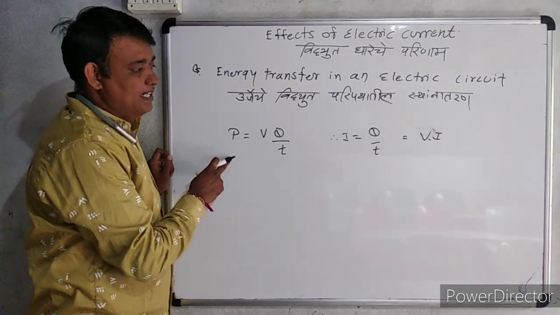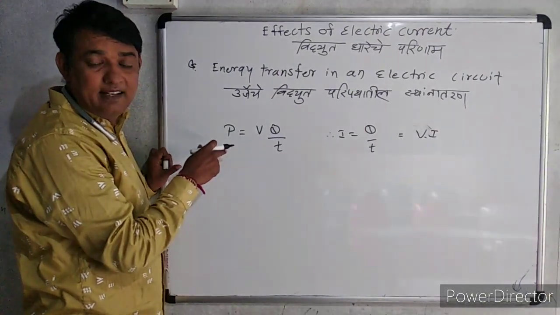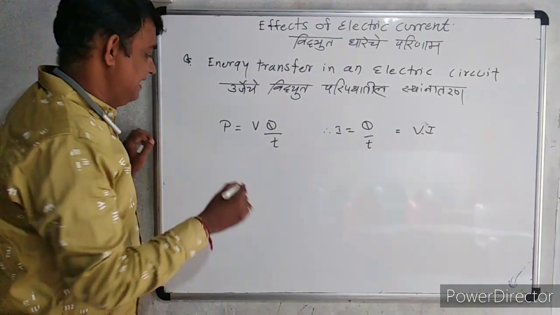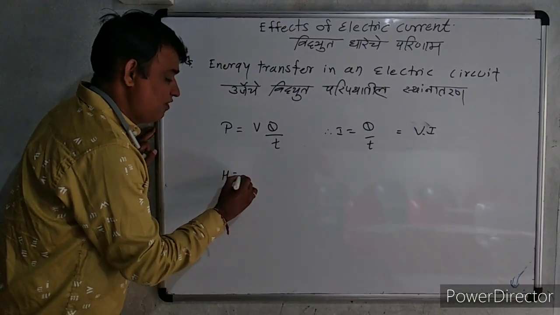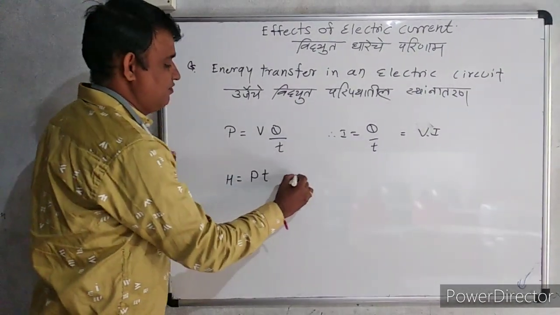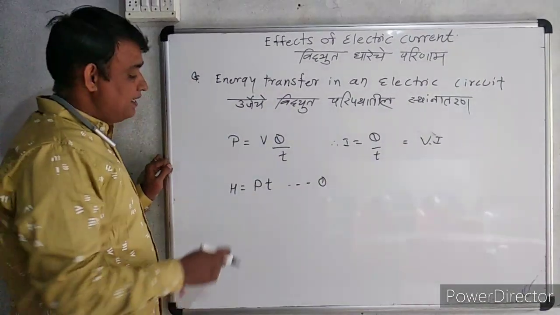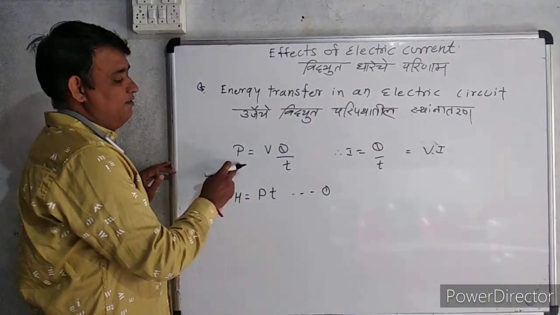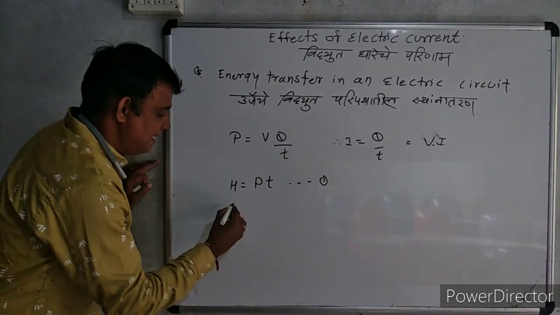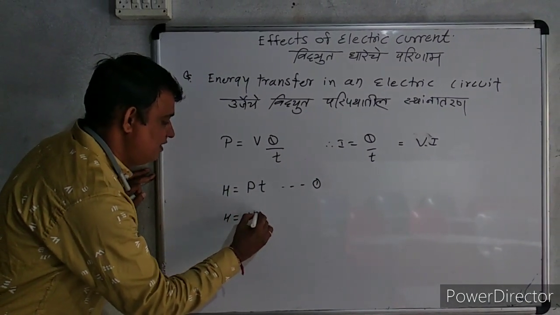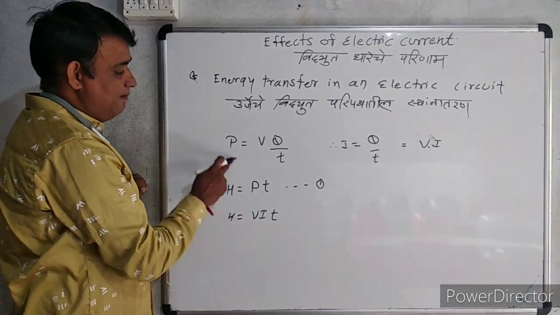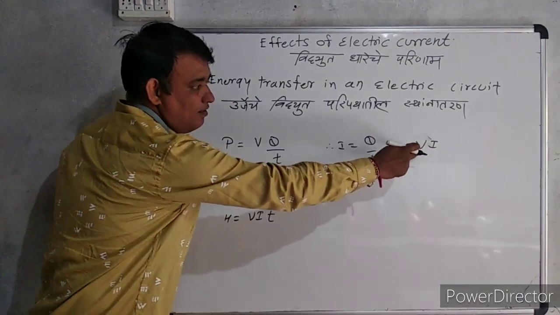Now the amount of energy provided by the cell in time t produces the amount of heat. That heat can be given as H is equal to PT. Suppose we write it as number 1. Now what is P? P is the power, and P is equal to VI. So we can write H is equal to VIT. How can we put VI? Because P value is VI, volt and electric current.